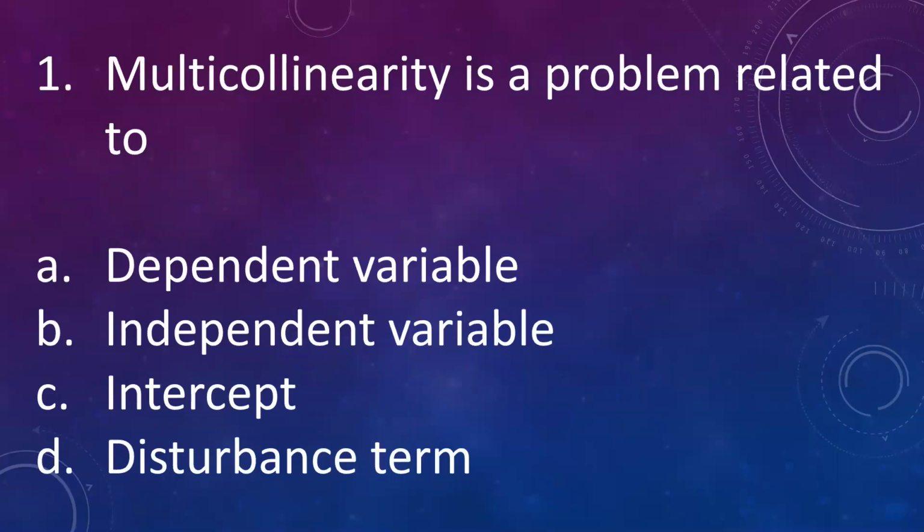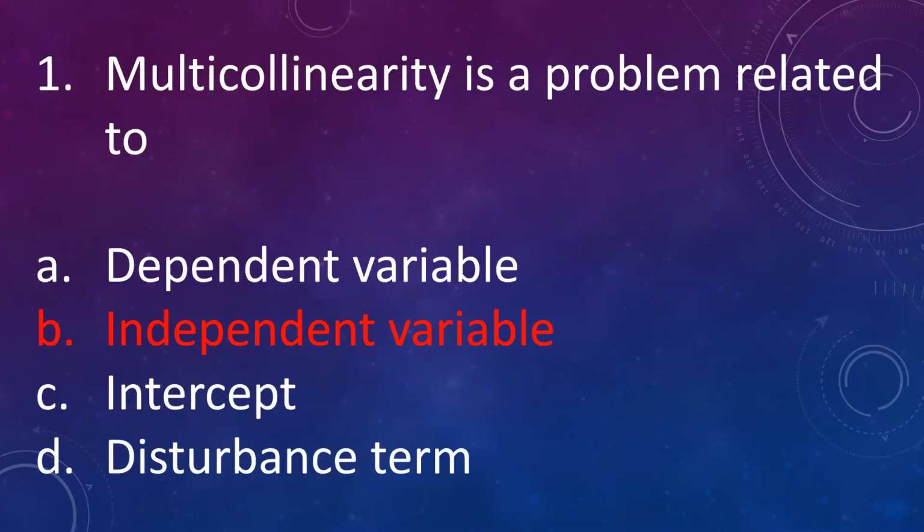Multicollinearity is a problem related to A. Dependent variable, B. Independent variable, C. Intercept, D. Disturbance term. Answer is B, independent variable. The relationship between the independent variables causes the problem of multicollinearity.